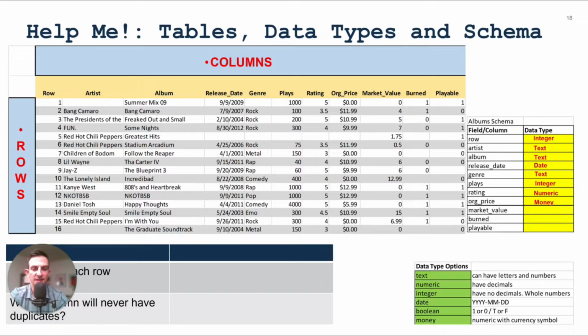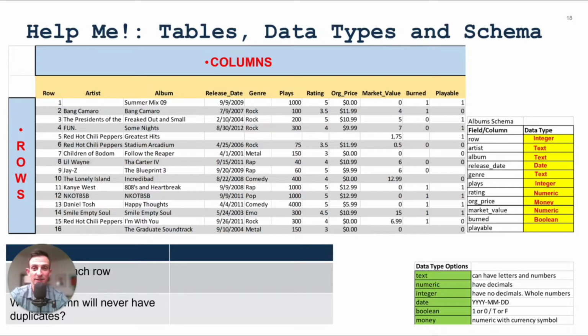Ordered price is a money column. It's numeric with a currency symbol. This is a data type within PostgreSQL, which we'll talk about more later. Market value, that's numeric. It's a number with decimals.